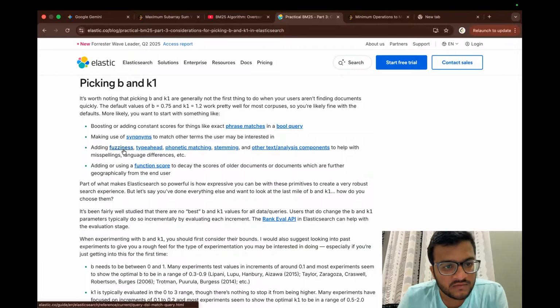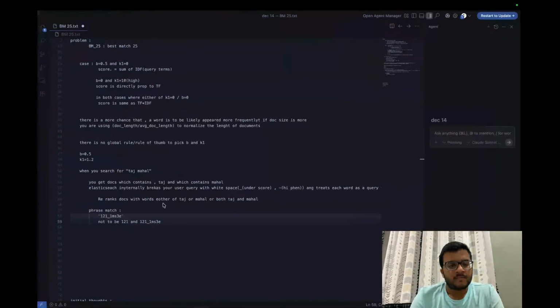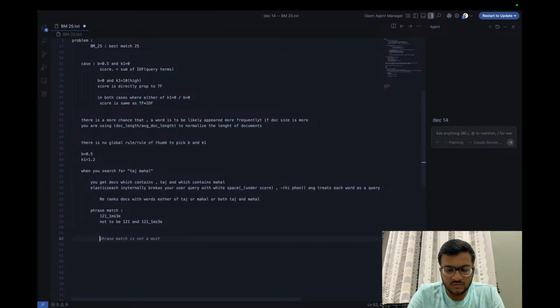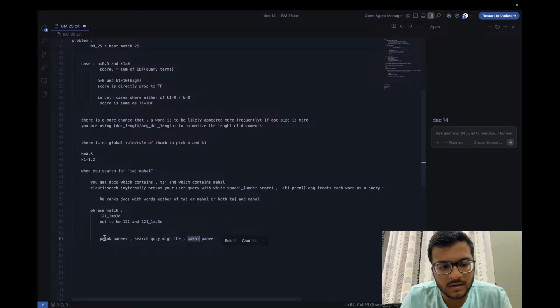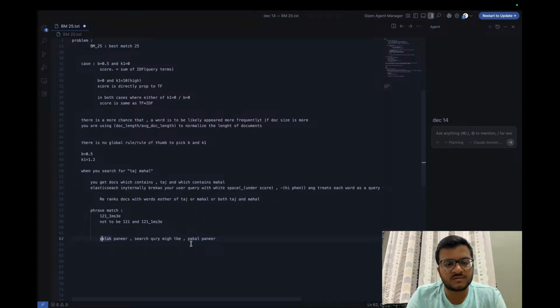Adding fuzziness. So fuzziness in the sense, for a word like palak paneer, the search query might be Pakal Paneer. But if you see the documents, there is no word called Pakal, but the user's intention is to find Palak, and there is a fuzzy match between these two. These two are fuzzy words, but still you should return results for Palak Paneer.